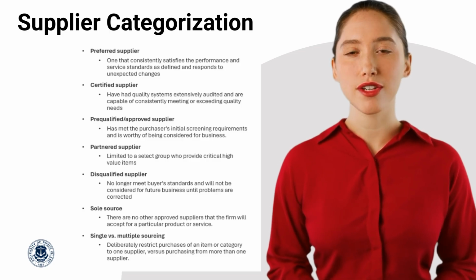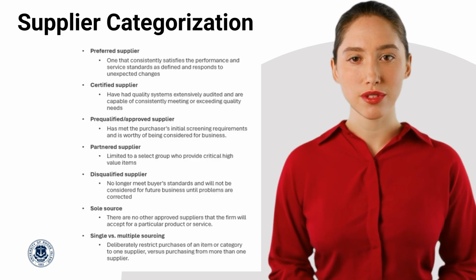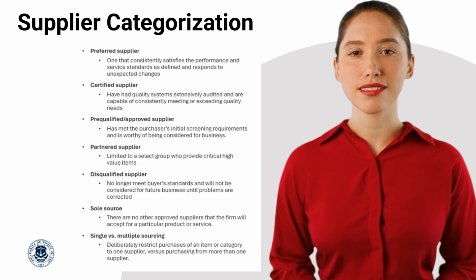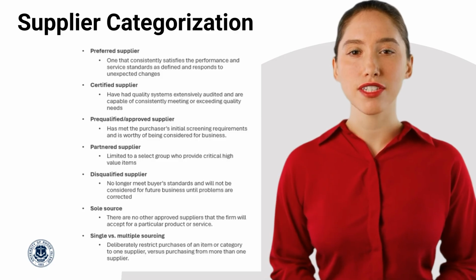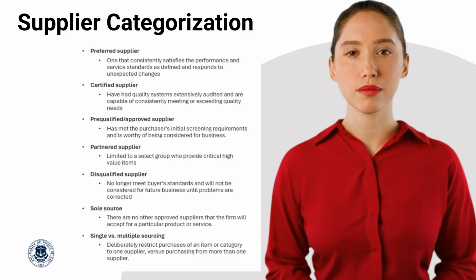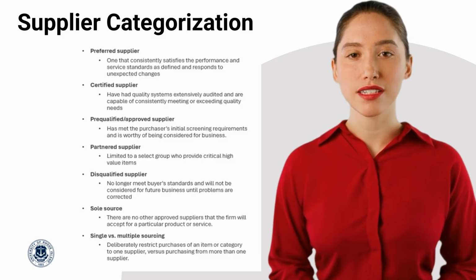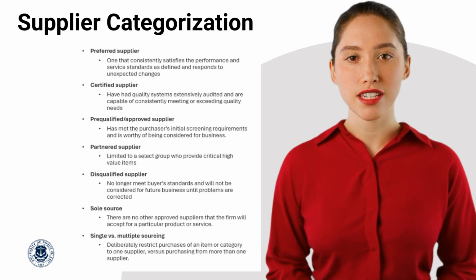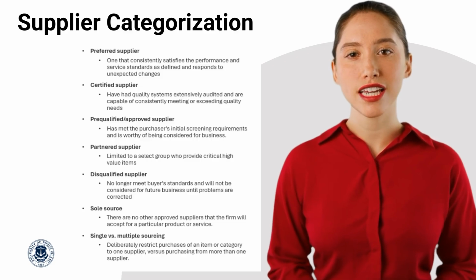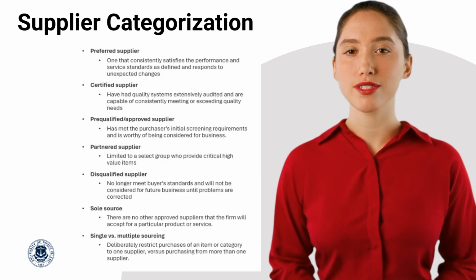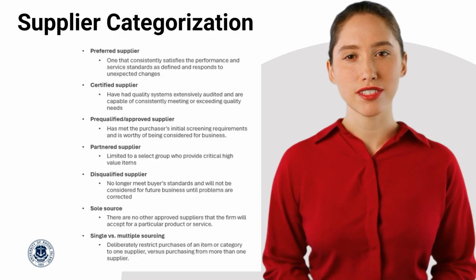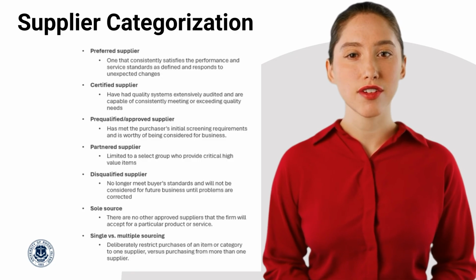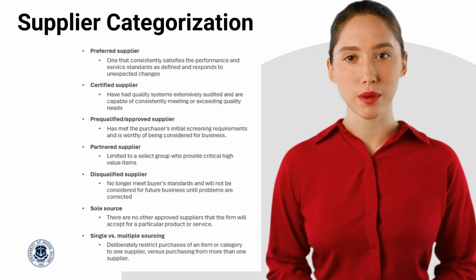A pre-qualified or approved supplier has passed the buyer's initial screening process. They meet baseline requirements and are eligible to be considered for future business, but they are not yet strategic partners. A partnered supplier is part of a small, select group that provides high-value or critical inputs. These relationships are typically long-term, collaborative, and closely aligned with the firm's strategy. A disqualified supplier no longer meets the buyer's standards. These suppliers are excluded from future business until identified issues are corrected and performance improves.